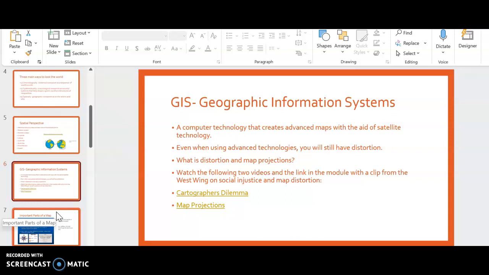Remember, maps used to be made by hand, right? People used to sit there and draw things by hand. But now everything, of course, is done through what we call a GIS, or geographical information system. And that's a fantastic major. If you want to talk about it with me, feel free to reach out. I love GIS. I think it's fantastic.